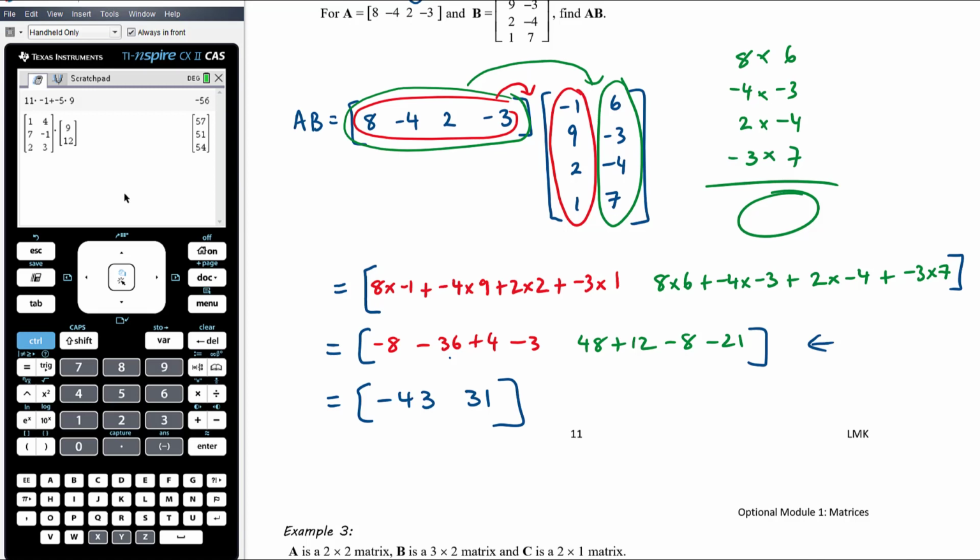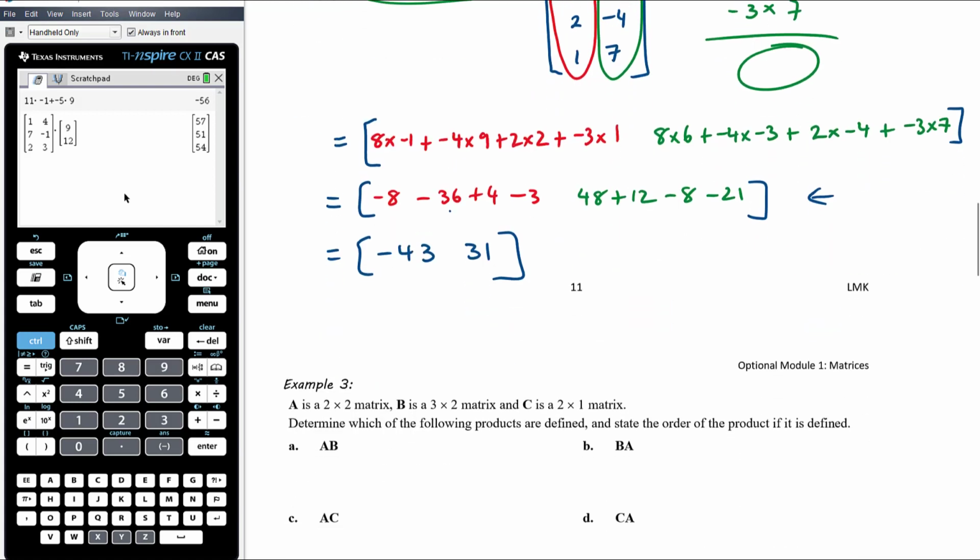Okay, again, your CAS can do that, but it's really important that you understand the process of the multiplication, or you won't be able to follow some of the later ideas.